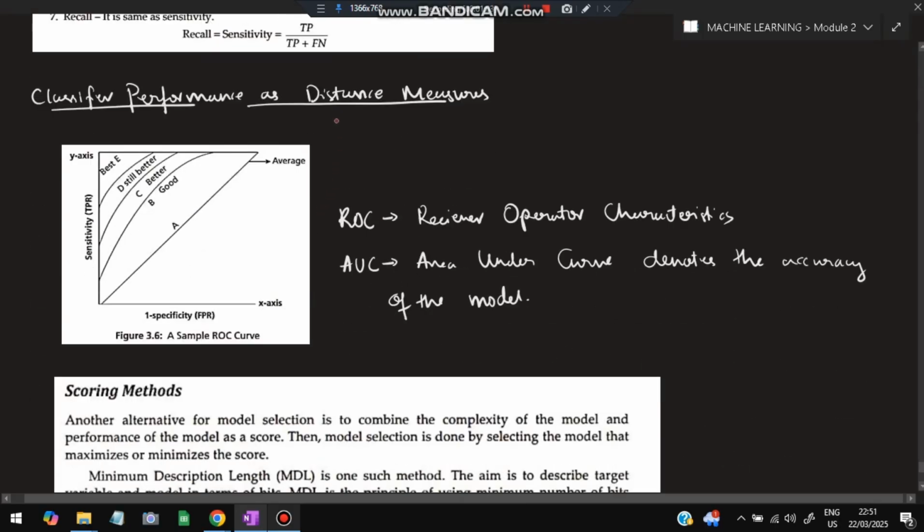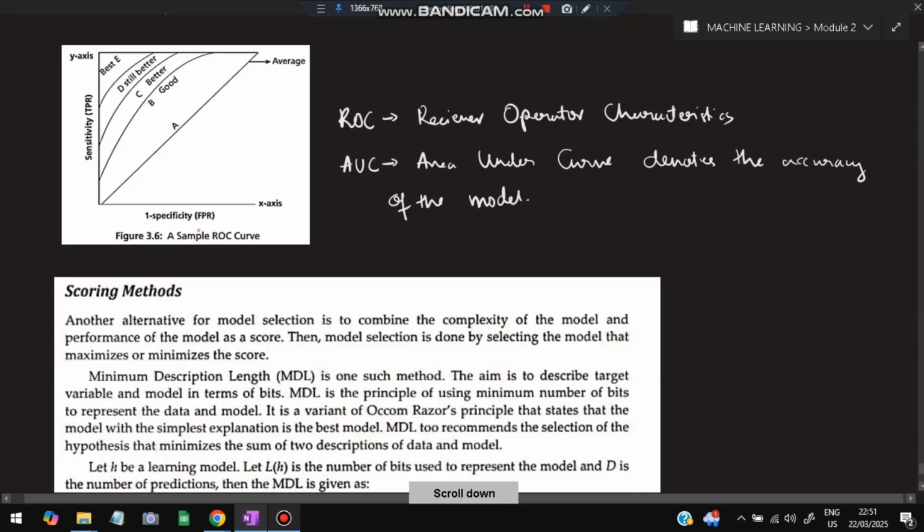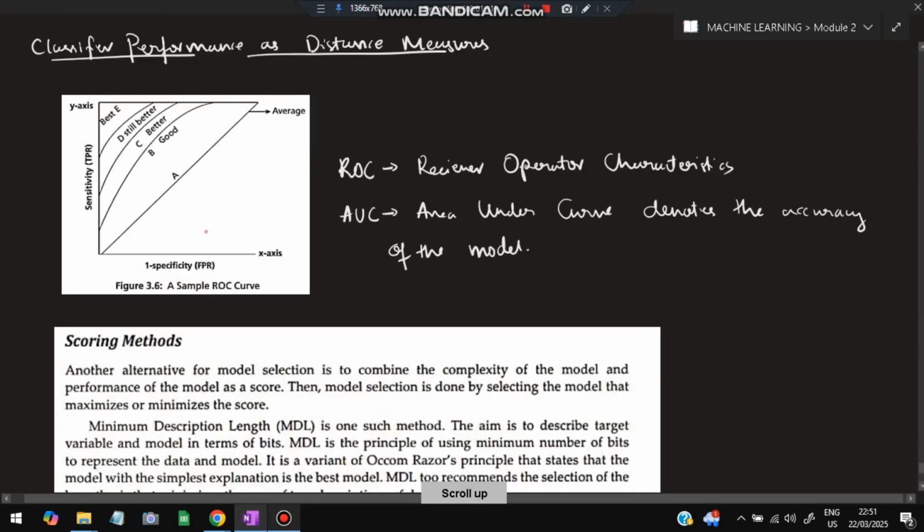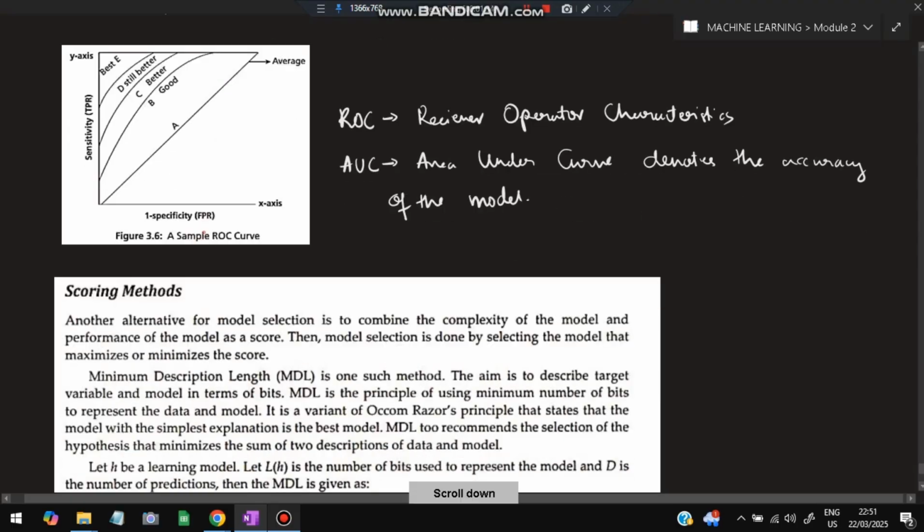Okay, and we can also classify the performances based on distance measures. ROC is nothing but receiver operating characteristic, and AUC is area under curve. The larger the area under the curve, the better it is. As you can see, the best is E, right? So the area under this curve is all of this. Okay, so it is the best one. The next best is still better than the rest. It will have the area under this one. This is also still very good, but not the best, and better than E. So that is one of the ways we can classify performance using distance measures.